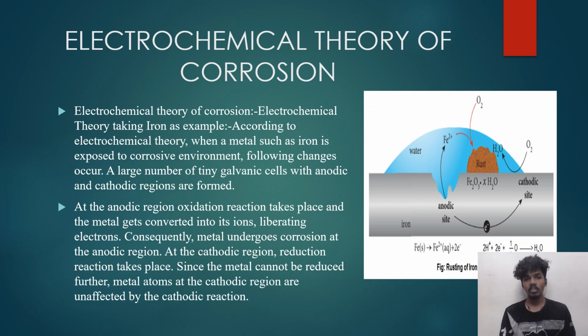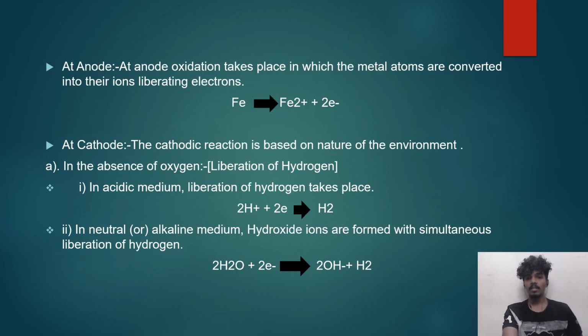At the cathodic region, reduction reaction takes place. Since the metal cannot be reduced further, metal atoms at the cathodic region are unaffected by the cathodic reaction. So let's see the chemical reactions which are occurring at the anode and cathode respectively. First, let's see at anode. At anode, oxidation reaction takes place. Keep that in mind. In it, the metal atoms are converted into ions, liberating electrons. Since we are taking iron as an example, iron at the anode gives rise to Fe2+ plus 2 electrons.